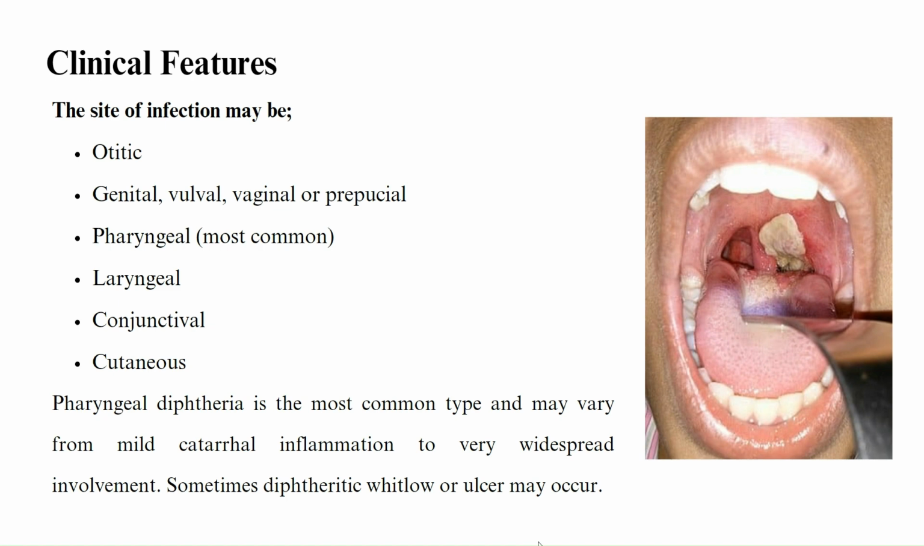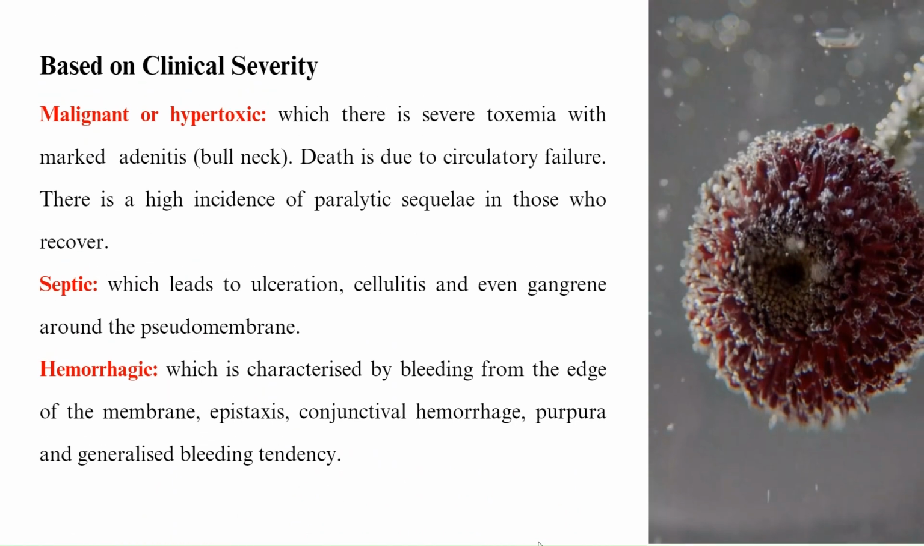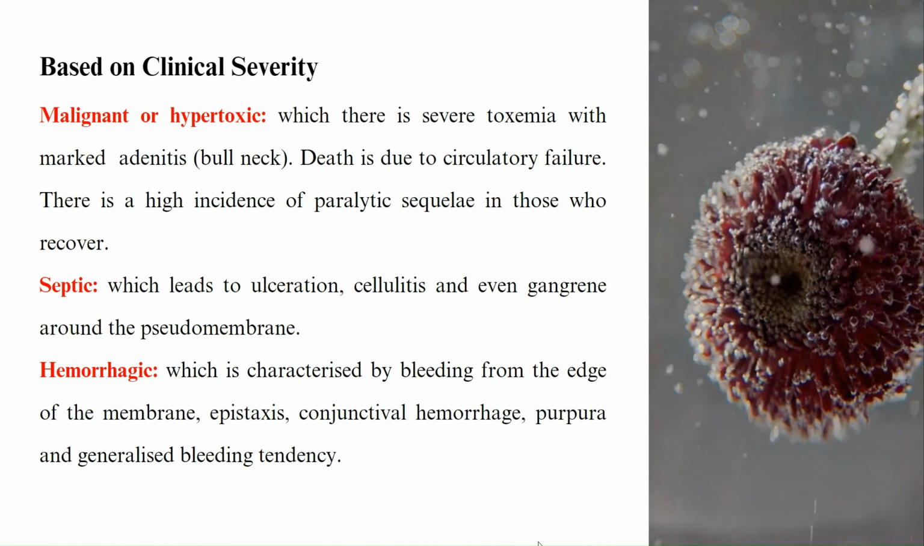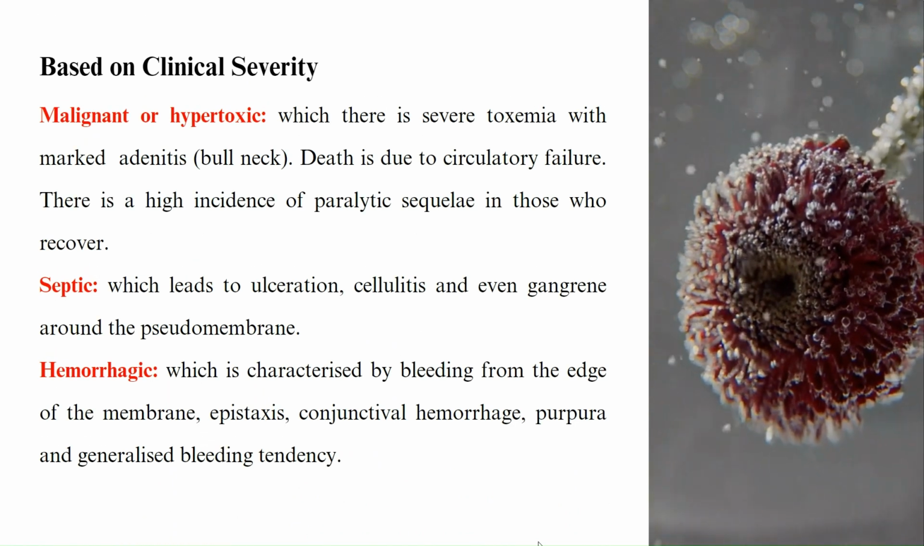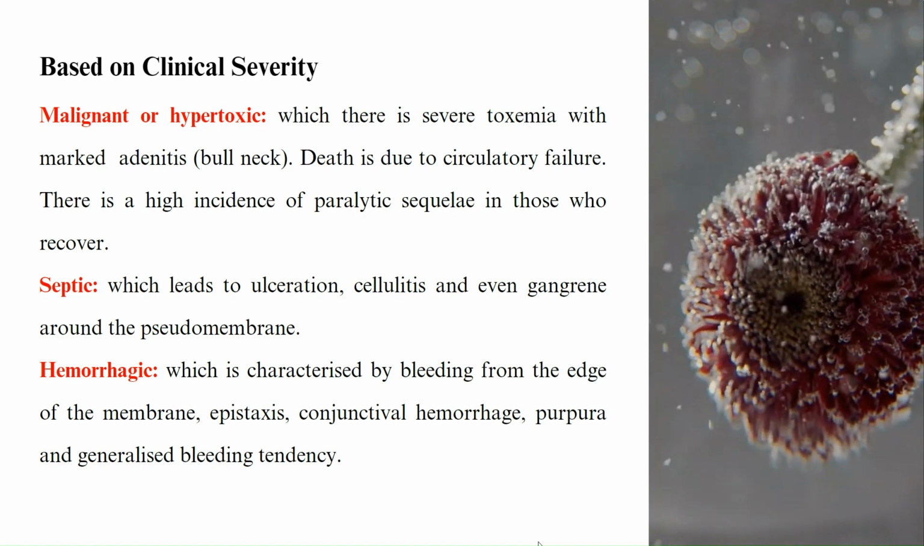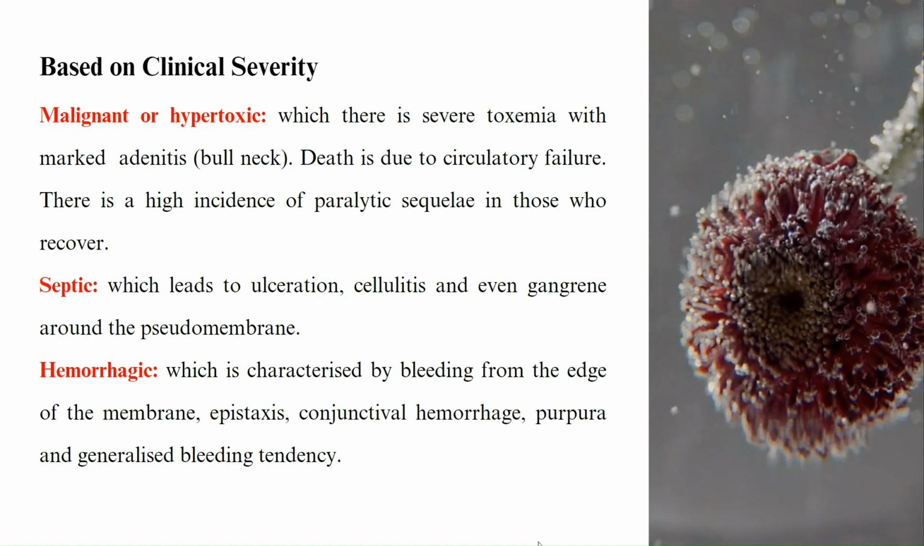Pharyngeal diphtheria is the most common type and may vary from mild catarrhal inflammation to very widespread involvement. Sometimes diphtheritic whitlow or ulcer may occur. Based on clinical severity, they can be classified into malignant or hypertoxic, in which there is severe toxemia with marked adenitis, bull neck.